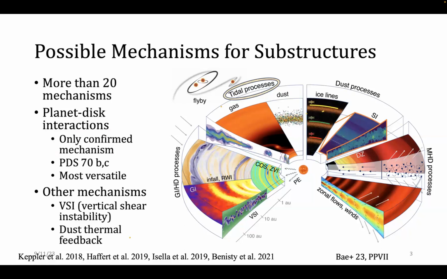For example, I will talk about the vertical shear instability, which is a pure hydrodynamical instability that can operate in the outer region of protoplanetary disks and belongs to these hydrodynamical processes. And I will also talk about the dust processes. Specifically, I'll talk about the dust thermal feedback later in this talk.